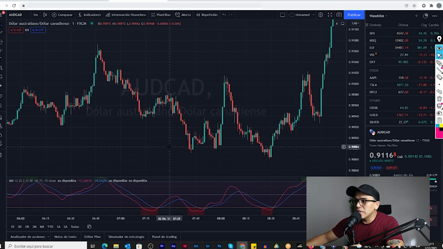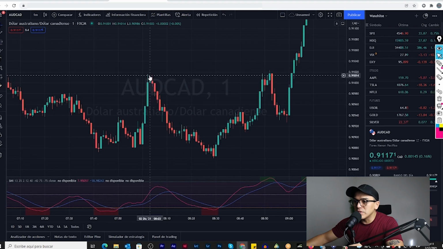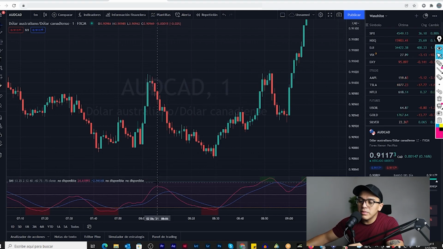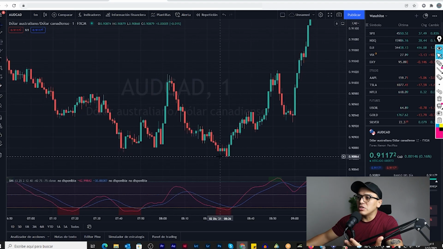Another example, let's say I have the same pattern here. It shows me a resistance, yes, but it never touches my stochastic oscillator. It could be a good trade, but my advice is don't take it.